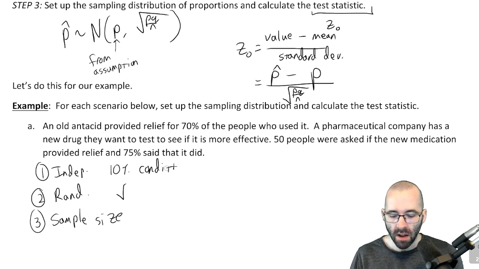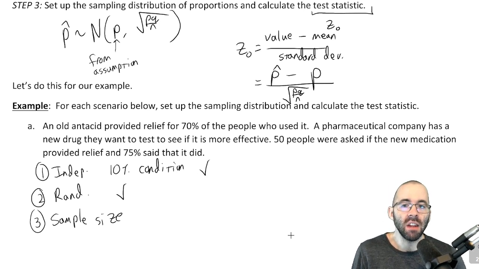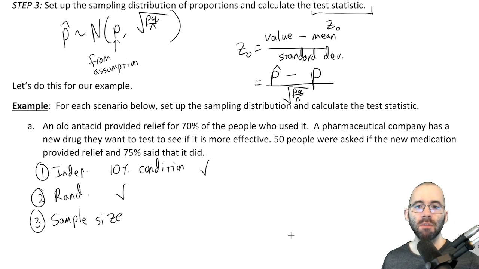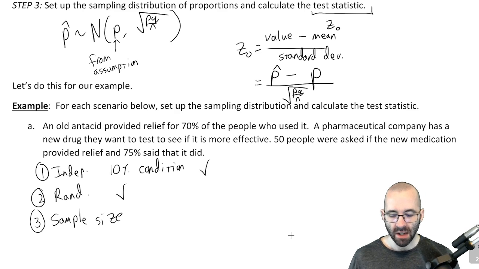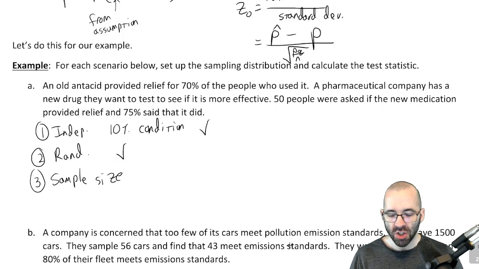Are these 50 people selected from a population of more than 500? Is 50 less than 10% of the population? Yeah. We can assume independence here, if these 50 people were selected from a large enough pool. What about sample size? We need to check whether we expect at least 10 successes and at least 10 failures.